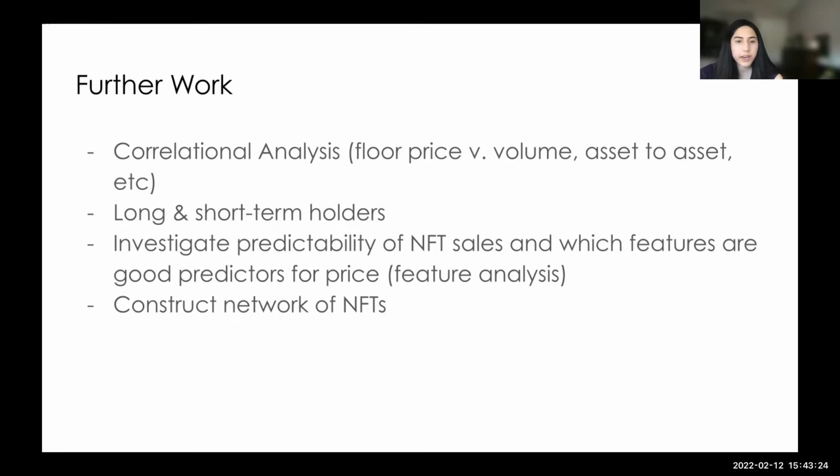And also it would be very much useful for the community to construct a network of NFTs to see what the relationship is between this collection and this collection. Does a growth in one collection instigate a growth in another collection? So there's a lot more work to be done. But that concludes my presentation.